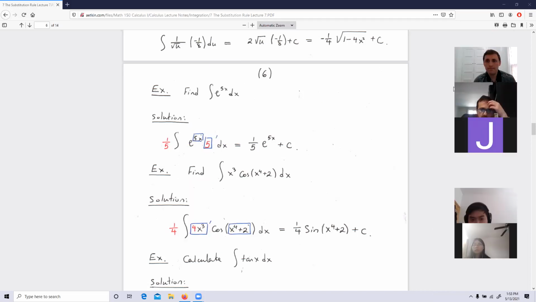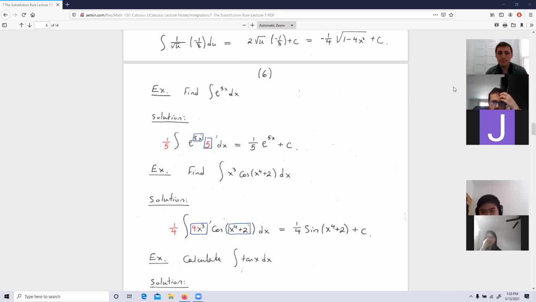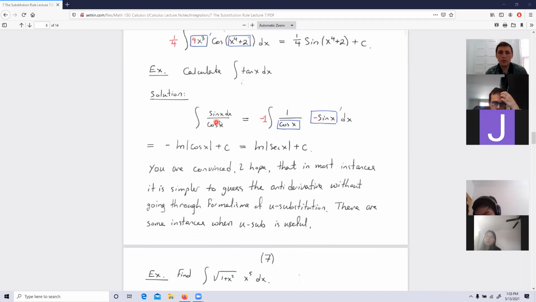What happens? Sine over cosine, 1 over cosine, and then what I have here is sine. You see, it's 1 over cosine and sine. But we require a minus. Do you agree? Derivative of cosine is minus sine, not sine. So I put a minus and I put a minus outside. And what do I get?